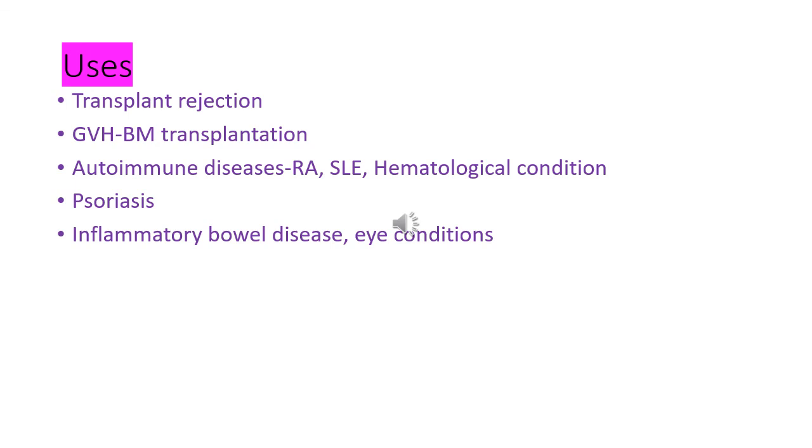Uses: transplant rejection. Second, GVHD, bone marrow transplantation. GVH stands for graft versus host disease, a syndrome characterized by inflammation in different organs. Next, autoimmune diseases like RA. RA stands for rheumatoid arthritis. SLE is systemic lupus erythematosus. Also hematological conditions, psoriasis, inflammatory bowel diseases, and eye conditions.